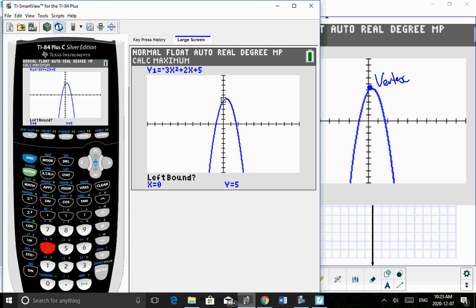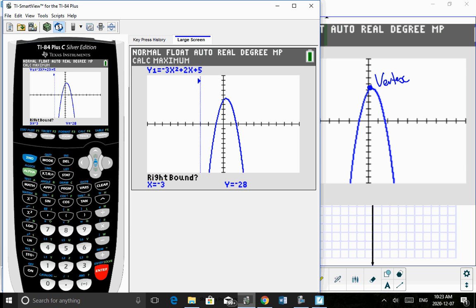Now you're going to be immediately prompted with the word left bound. So what you have to do here is enter an x value that's on the left side of that vertex. So any x coordinate over here that's on the left side, I'm going to go negative 3, and I'm going to hit enter. Notice my arrow or my line is to the left of the vertex, which is exactly what I want. Now, it doesn't matter how far left you go as long as you're on the left-hand side.